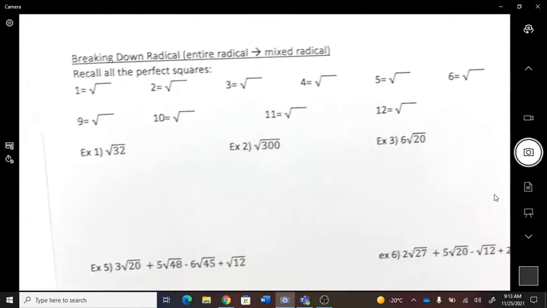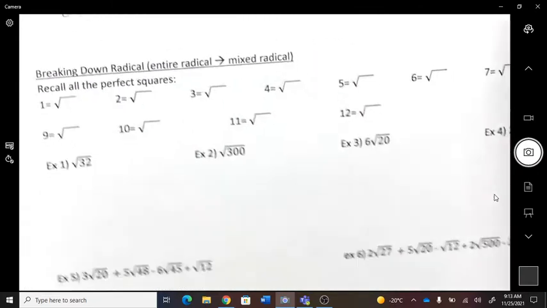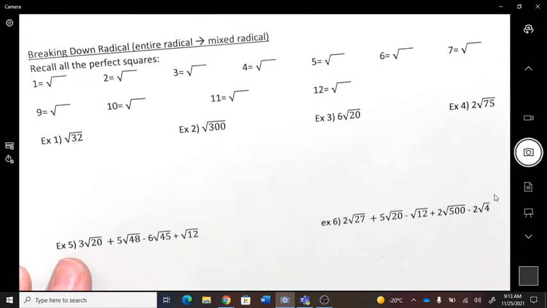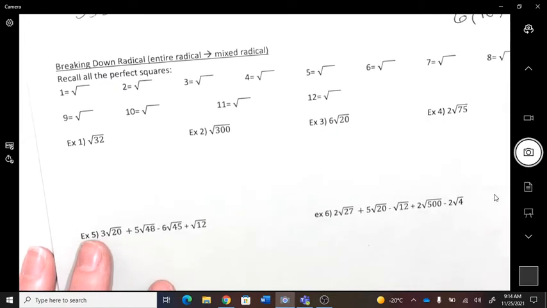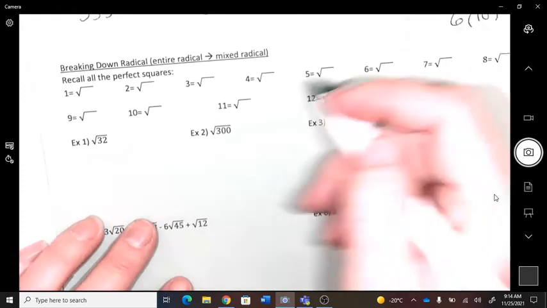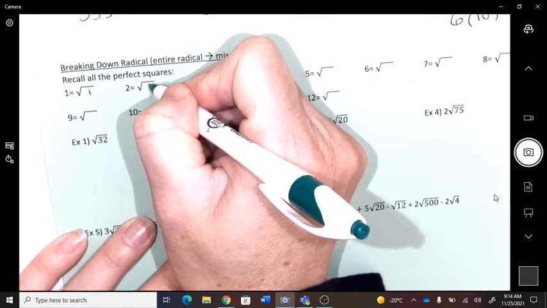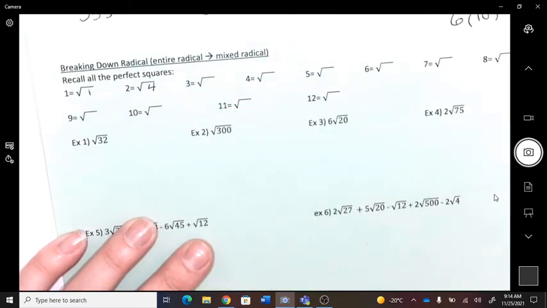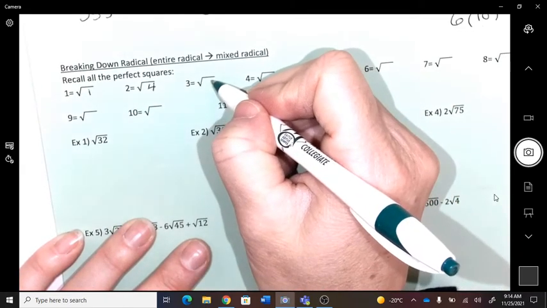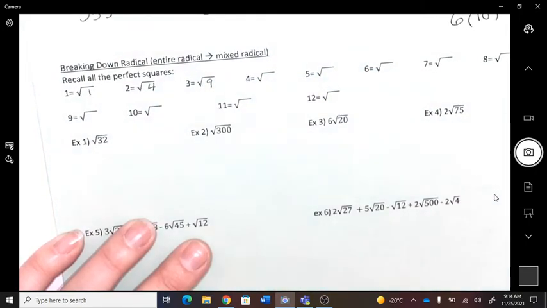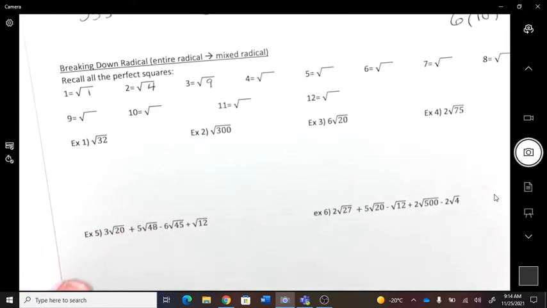Okay, breaking down roots. So I need you to think about all of your radical numbers. You're going to have them pretty familiar in your brain. So how do you get a 1? It is root 1. 2 is because you do a root of 4. What's your next perfect square number? Root 9. Keep going. See if you can go all the way to 12, I challenged you.